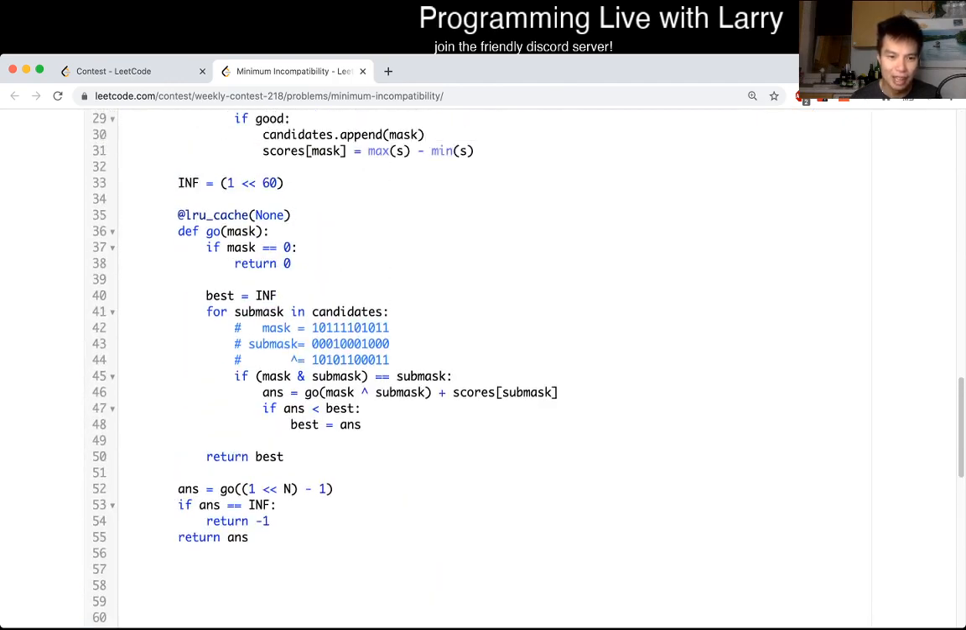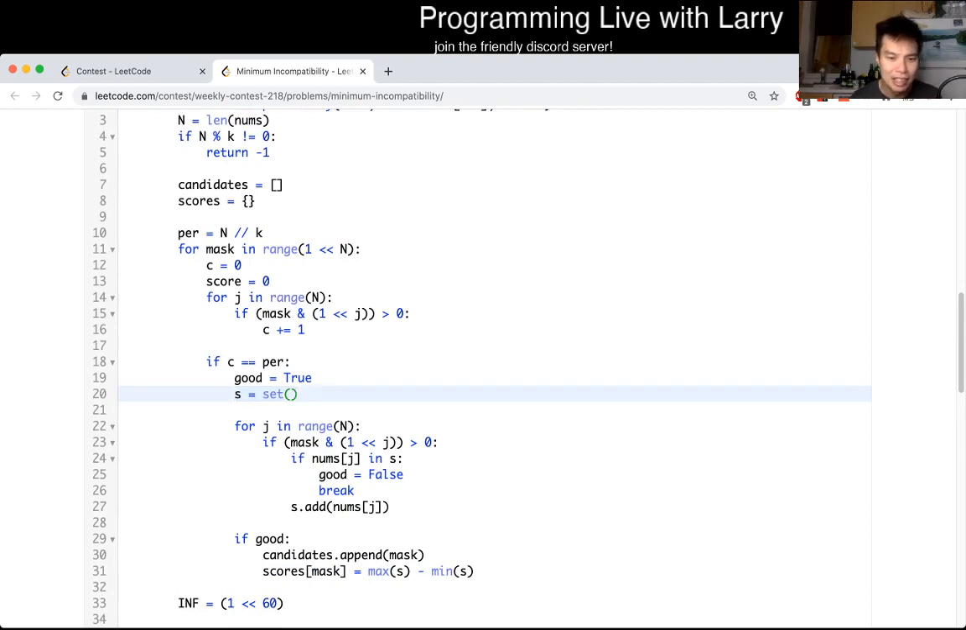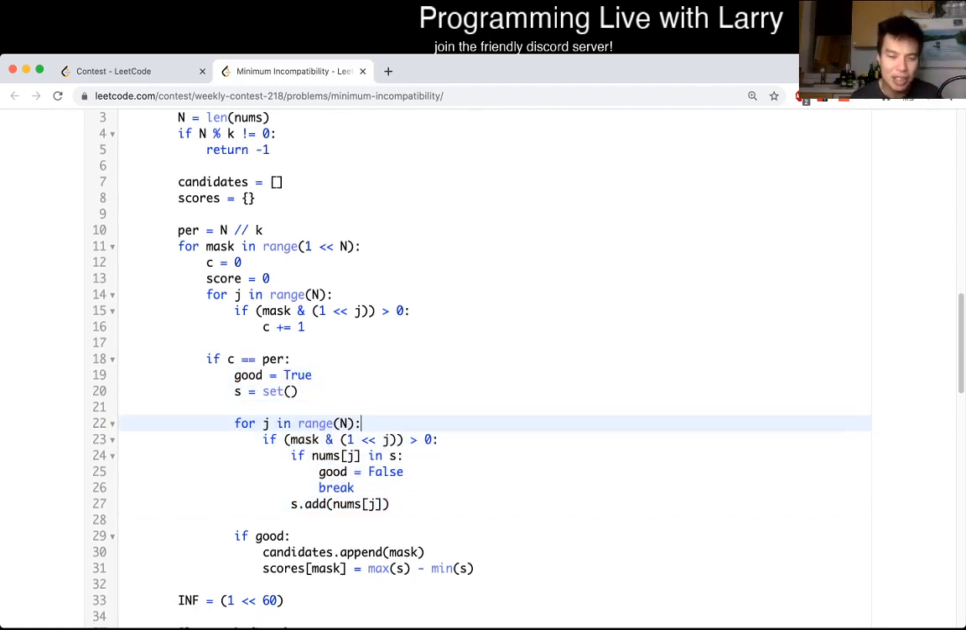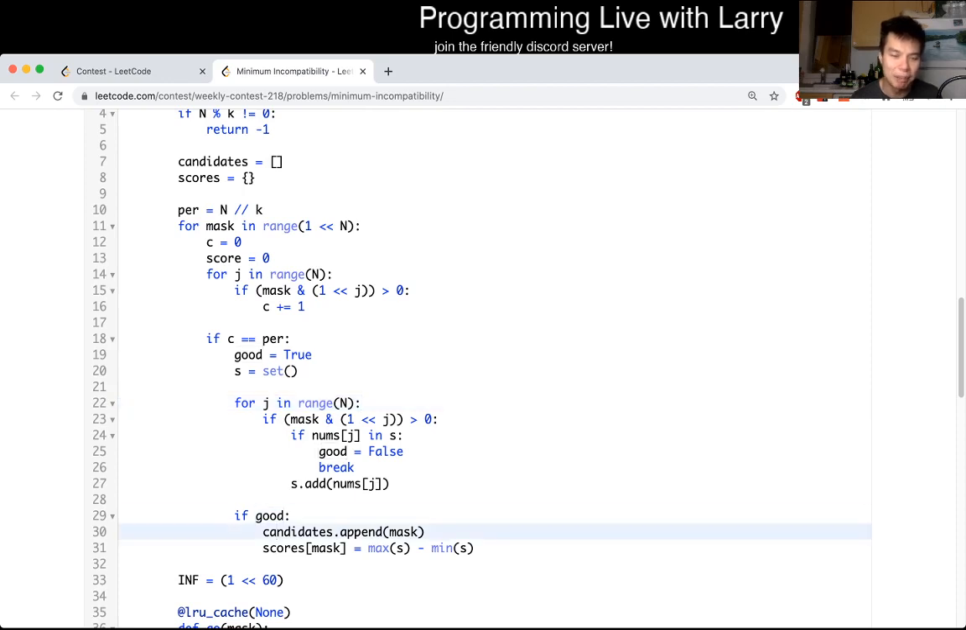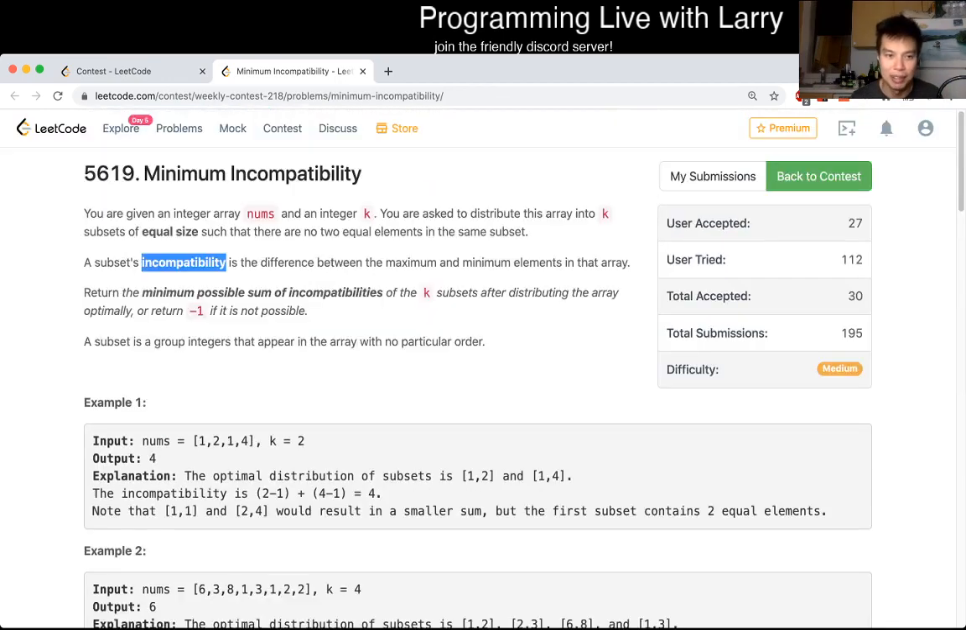This is a standard algorithm, right? I put everything in a set. If it's in it, then we add it and stuff like that. Pretty much it. And then if it's good, that means that there are no duplicate numbers. We put it in the candidates. We say, okay, this is a possible candidate. The score may be terrible, but it's a possible candidate because it passed all the rules that we did. And then we set the score equal to the max of the numbers in the set minus the min, which of course is the definition of incompatibility, right?